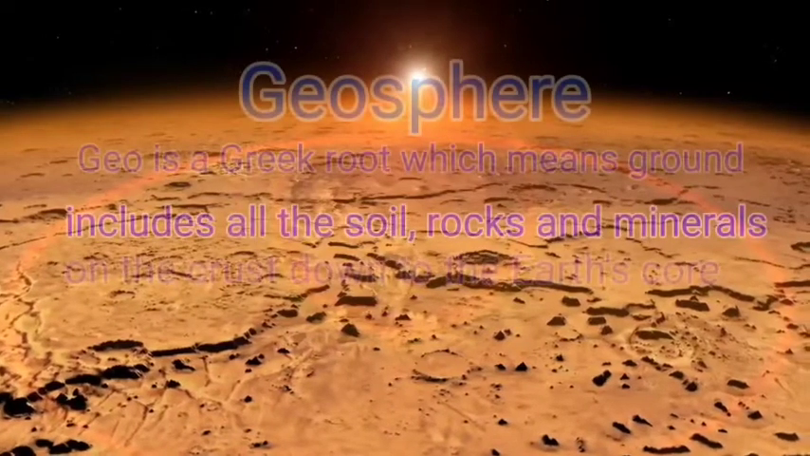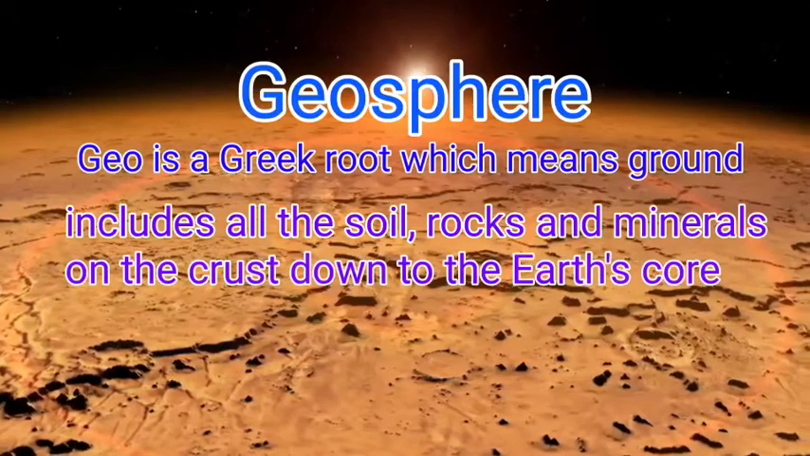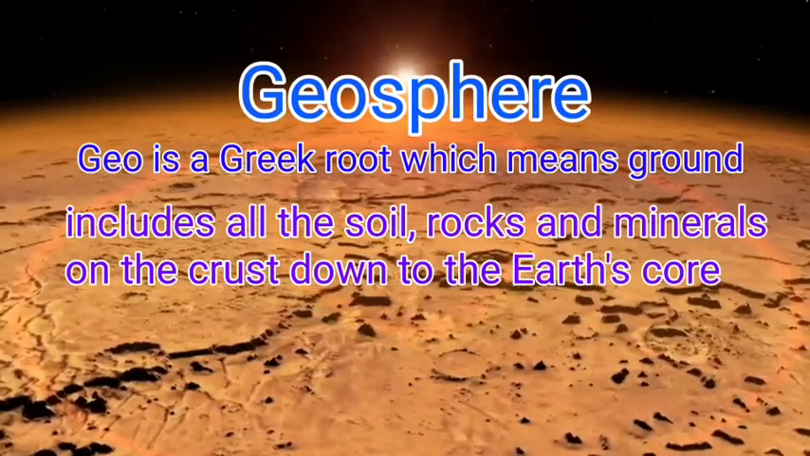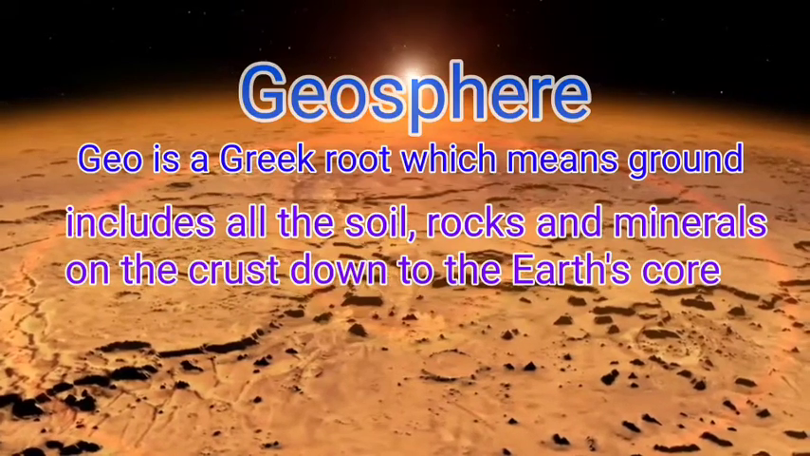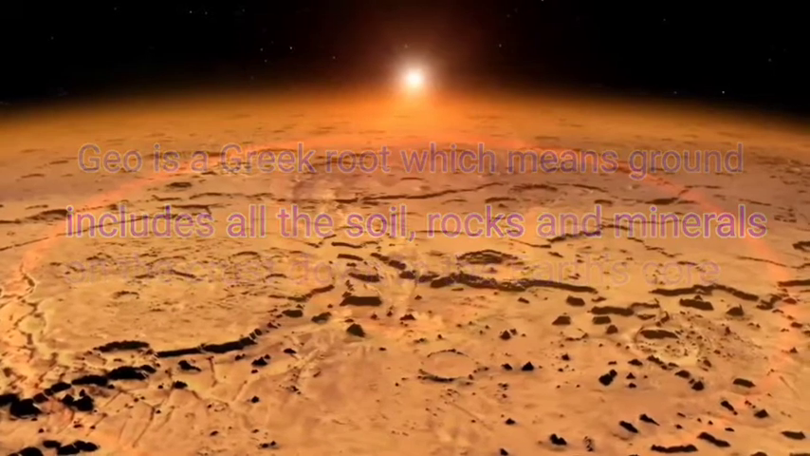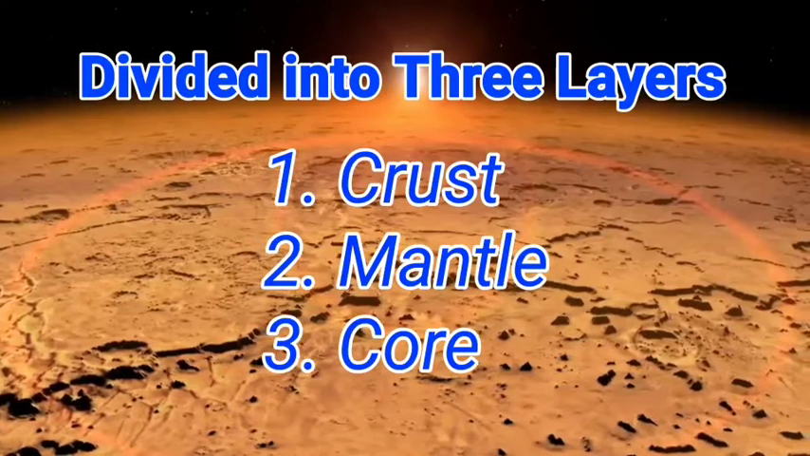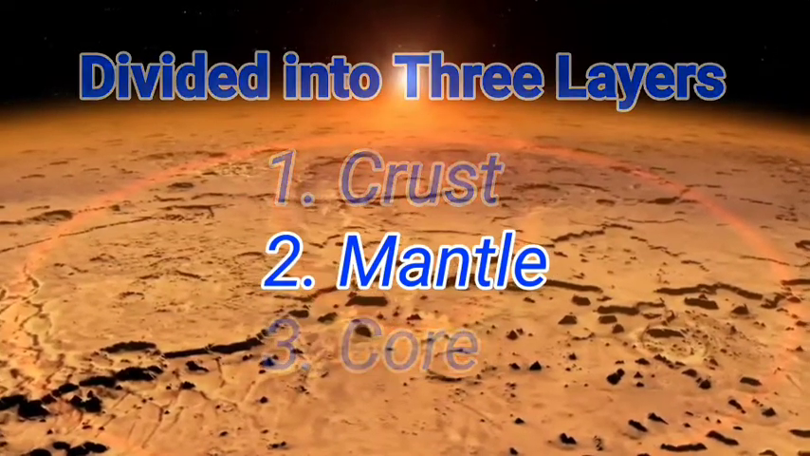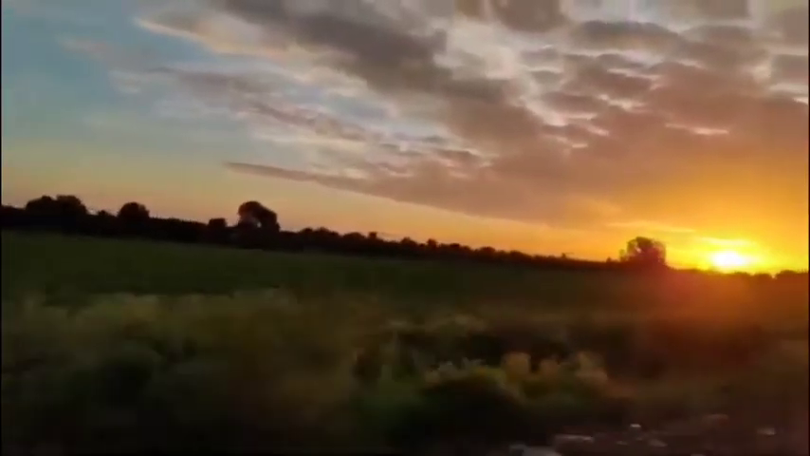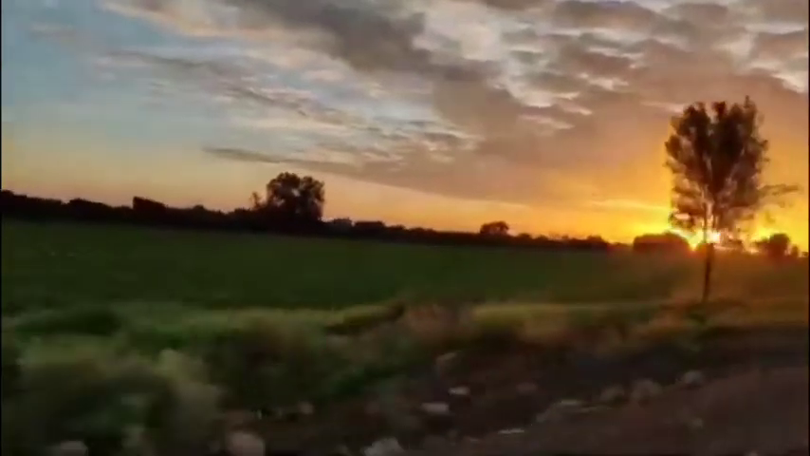Geosphere. Geo is a Greek root which means ground. The geosphere includes all the soil, rocks, and minerals present in the crust to the core of the Earth. It is divided into three layers, namely crust, mantle, and core. The crust is the outermost layer of the geosphere. It is made mostly of silicate materials.